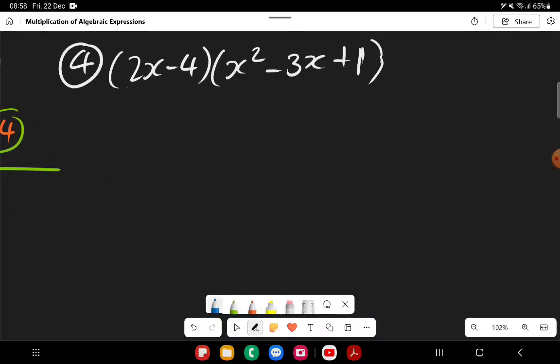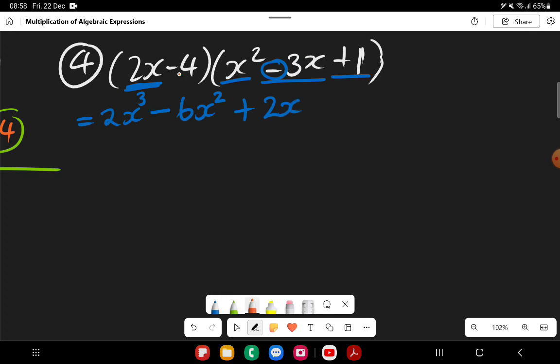So let's start. We're going to multiply this first term with that, or we're distributing. So plus times plus is plus. 2 times 1 is 2, x, and we add the exponents, 3. 2x times negative 3x. So plus and minus is minus. 2 times 3 is 6, x squared. 2x times 1 is simply 2x.